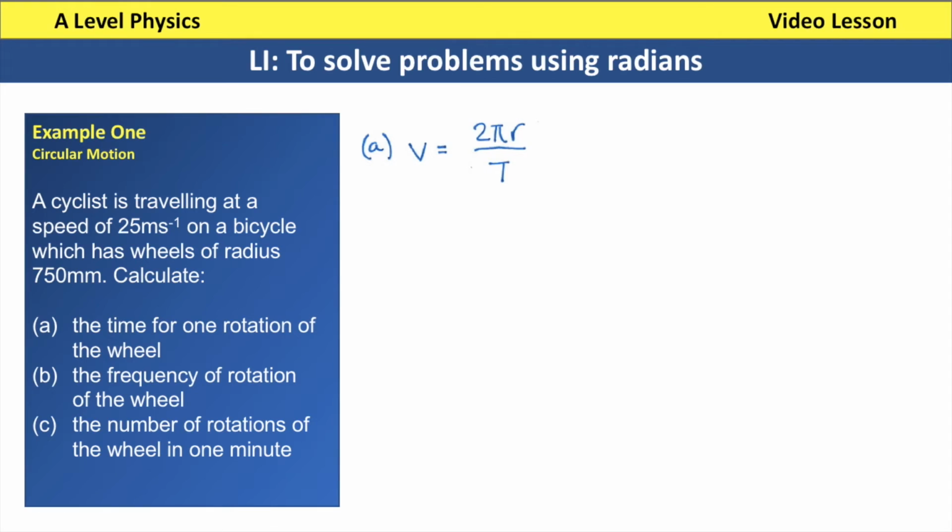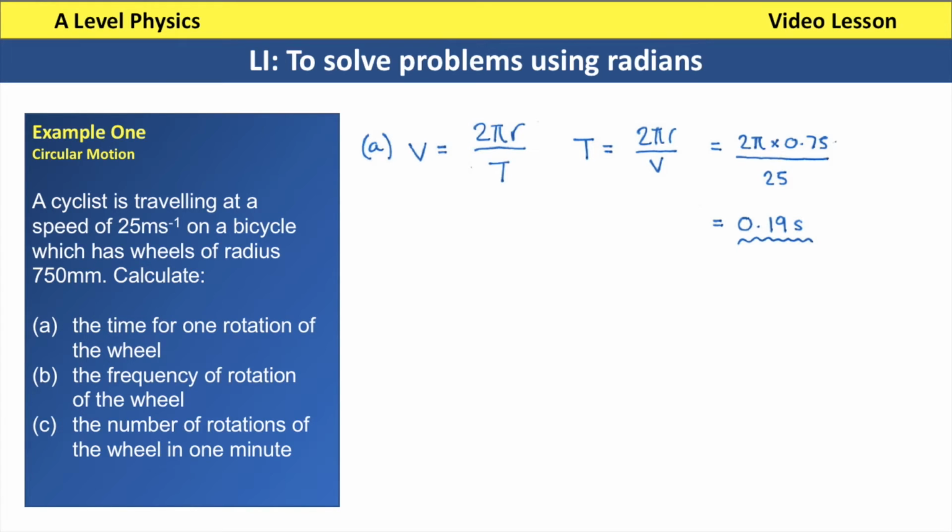So I can start off from the fact that we've just said that speed is distance over time. In other words, v equals 2 pi r divided by T. Now, from there, it's just a case of rearranging for T. So I will multiply up by T and divide by v to give me time period is 2 pi r divided by v. I substitute my numbers in, but of course 750 millimetres needs to be put into standard units of metres, so that will be 0.75. So 2 pi times 0.75 divided by 25 will give me a time period of 0.19 seconds.